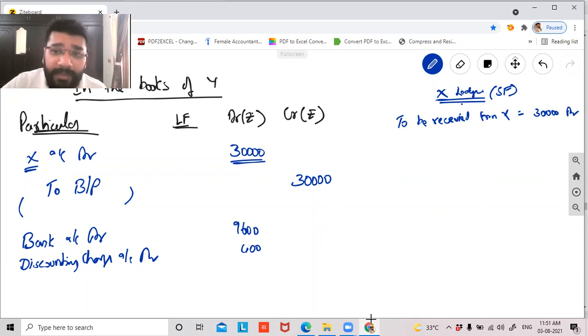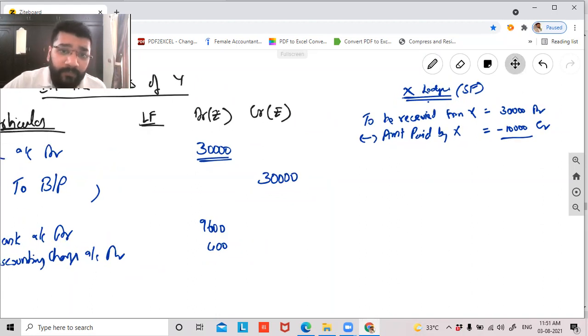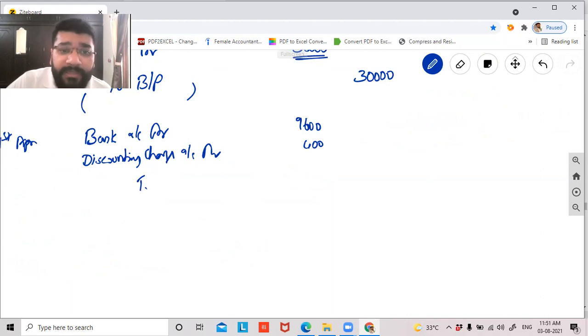Out of 30,000 rupees, can I say the amount paid by X is 9,600, guys? And to the extent of 400 rupees, Y has to bear that. So 10,000 rupees is as good as recovered from Y already. Do you agree with me? Yes or no? This 9,600 and 400 is given by whom? This is given by X.